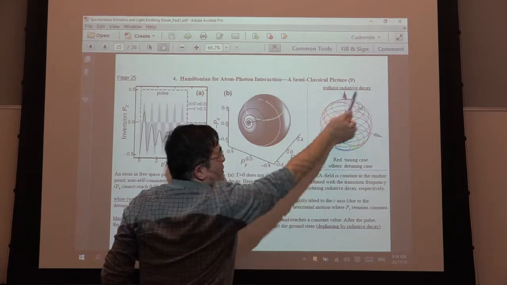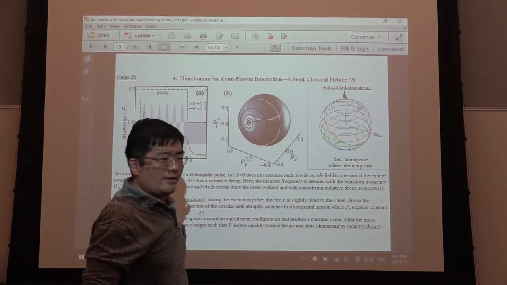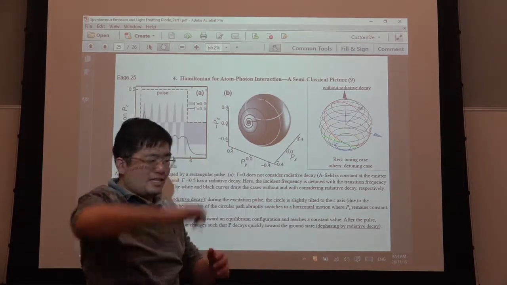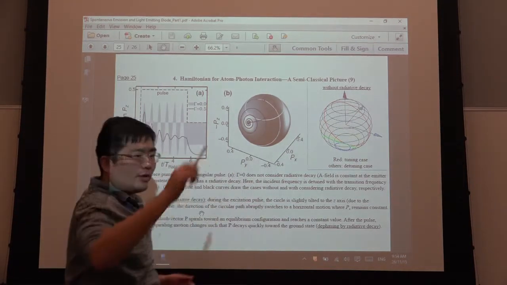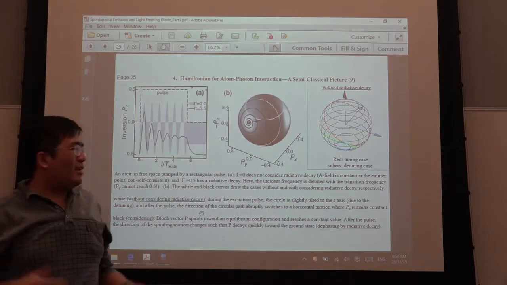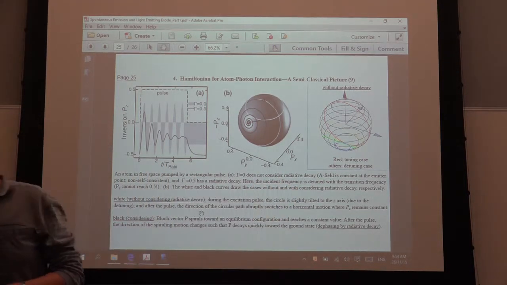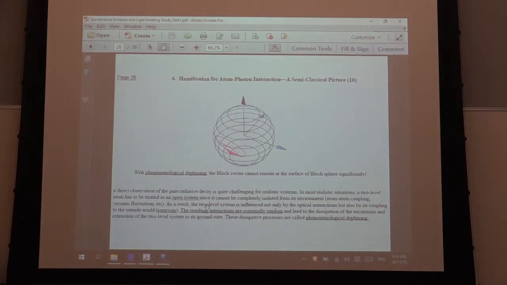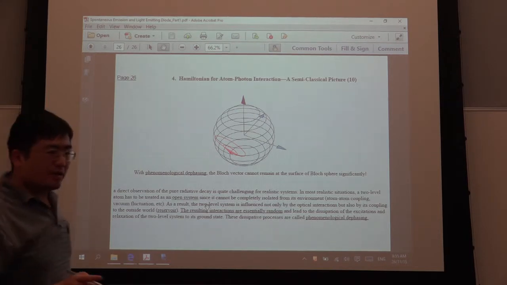The radiative decay is important. I mean the perfect cavity, where the emitted photon goes back, so no radiative channel. So this is the case. But if we have a radiative channel, it's not on the sphere. Because also there is no radiative channel.